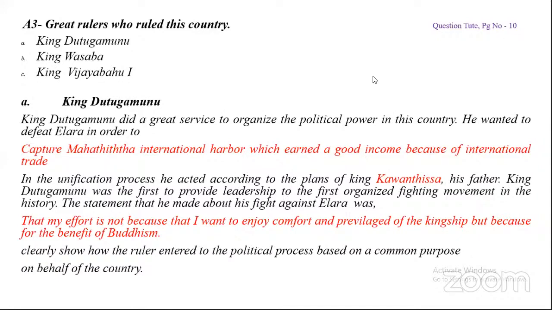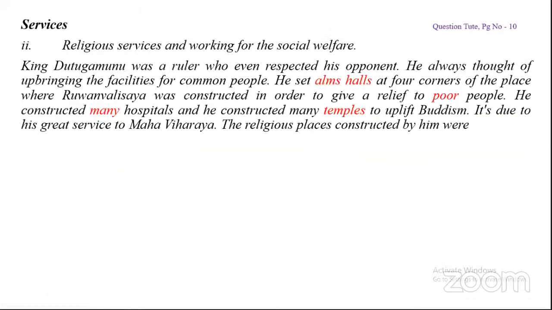Okay. So now we see Dutugamunu's next part, services. You can write about the services of a king. But as I told you, don't write that he constructed temples and irrigation systems. You have to give exact answers like religious services and working for social welfare.